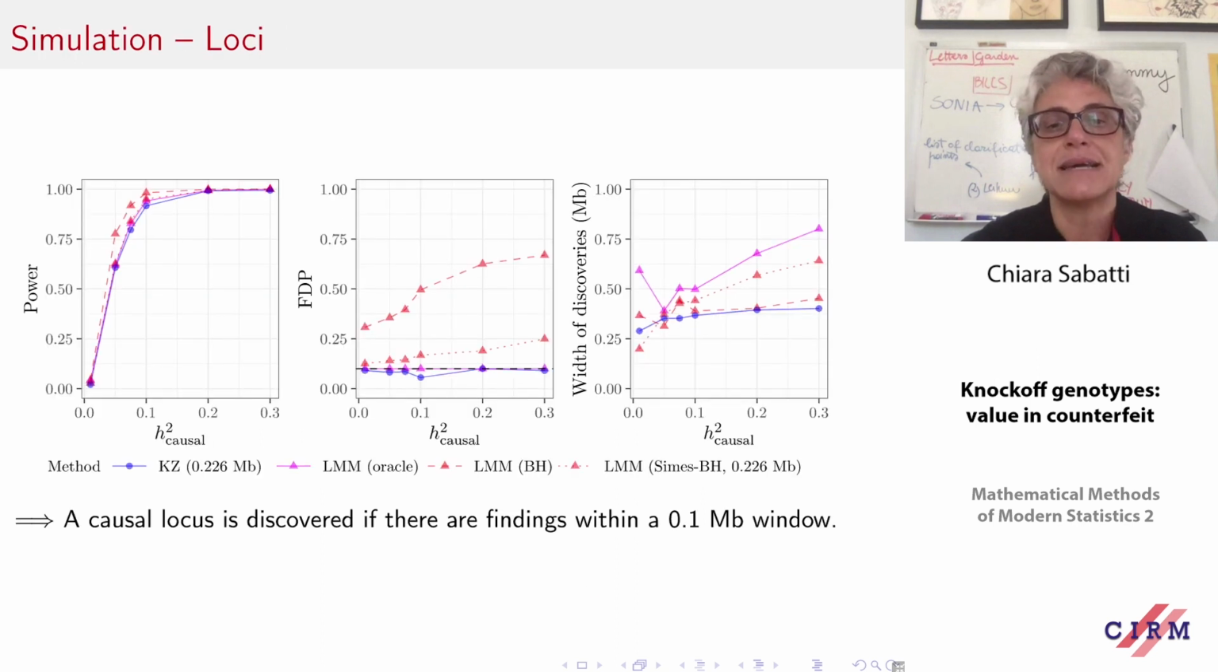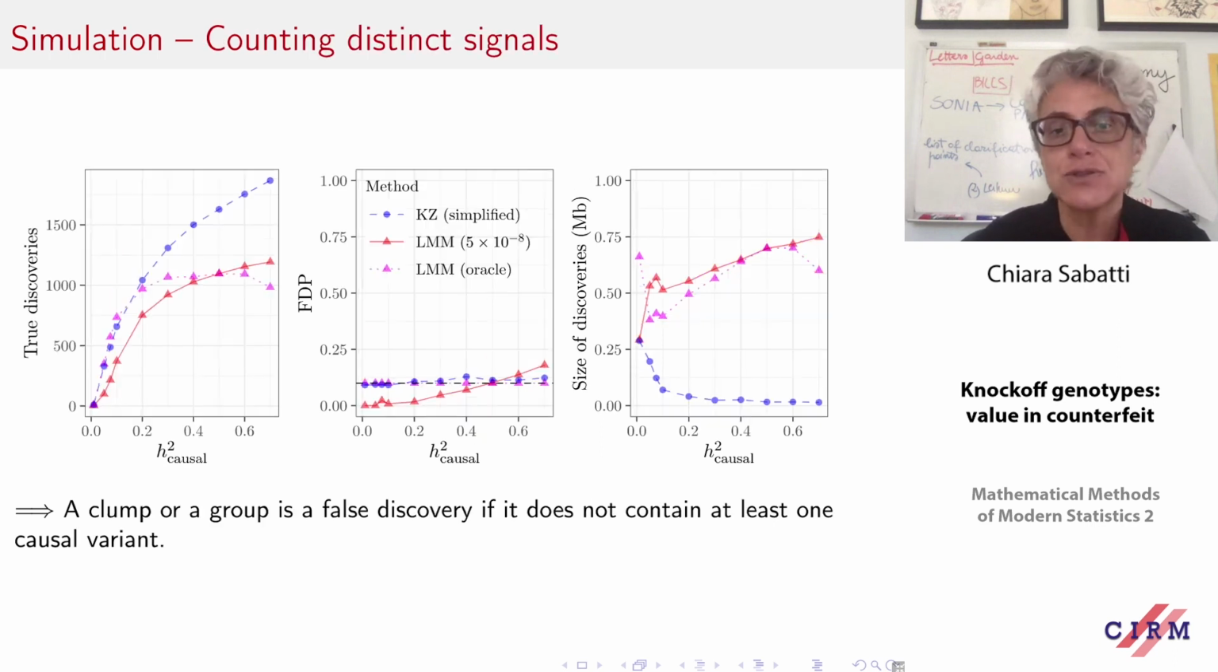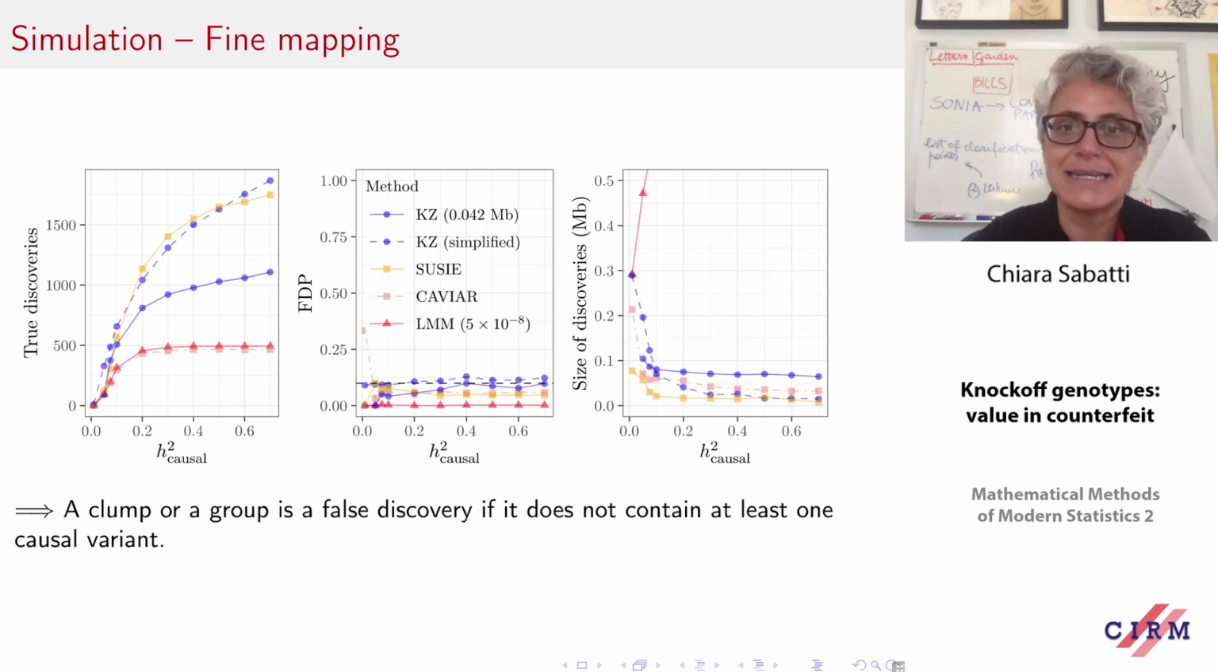What we see is that the method that we have proposed always controls the false discovery proportion and has power that is comparable to other methods or better. But what we really shine on is that we can control the false discovery rate, which is not a trivial task, and we can localize precisely and informatively where the signal is.